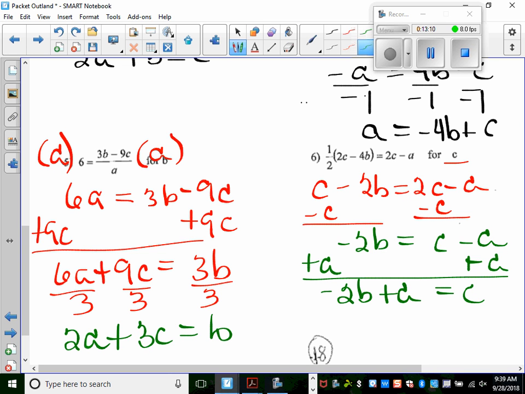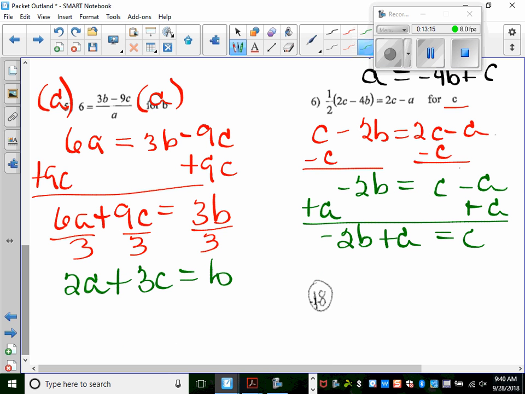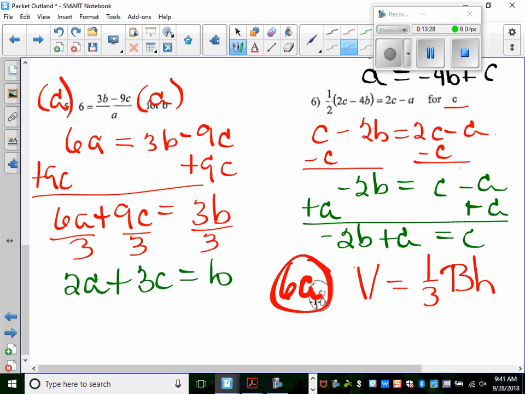All right, now I'm going to add 1 at the bottom. So just give me eyes to the bottom here. We'll call this 6a. All right. And let's write V equals 1/3 BH, area of the base times the height. So this is an actual geometry formula. And let's just say we want to solve for h.